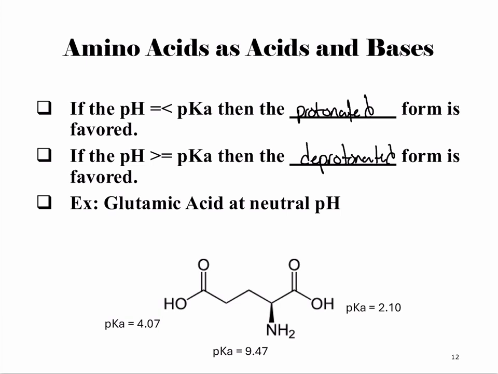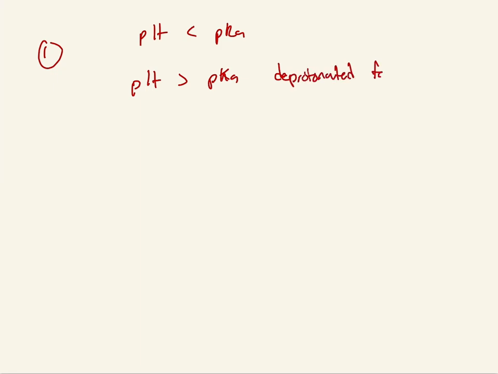And so I recommend following a little mental flowchart when you do this. So what the mental flowchart will look like is the first step is you are going to be looking at how the pH and the pKa compare to each other. So if the pH is greater than the pKa, we said that we favor the deprotonated form. And if the pH is less than the pKa, we favor the protonated form.